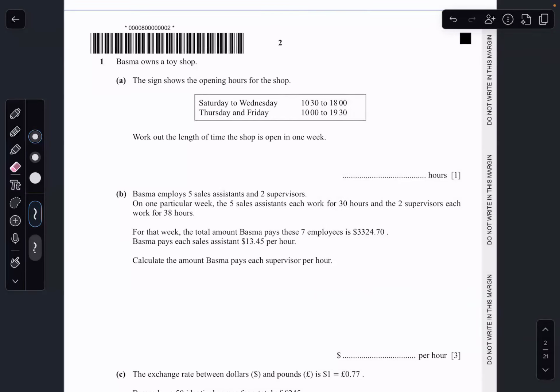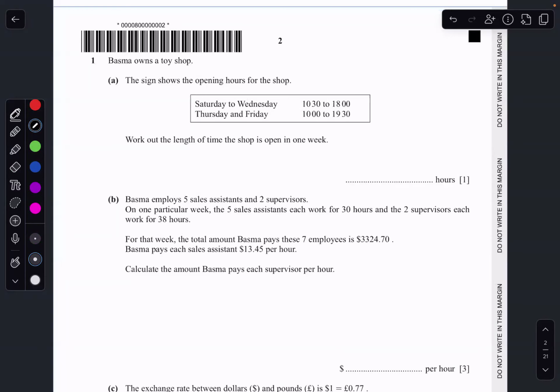Okay, the sign shows the opening hour for the shop. So we have Saturday to Wednesday and Thursday to Friday. There are time ranges over here. Now, if you are using a calculator, you should be having this button over here. I've told you earlier, this button over there in the calculator. Well, let me open it as well.